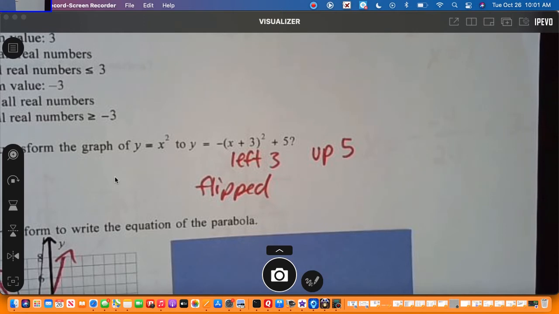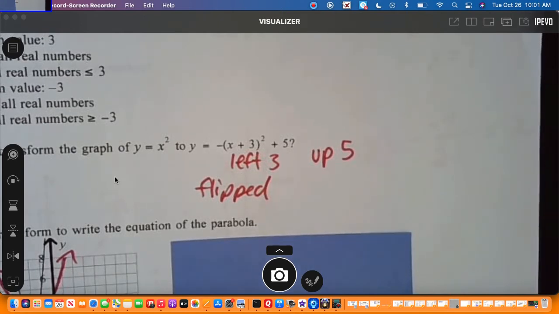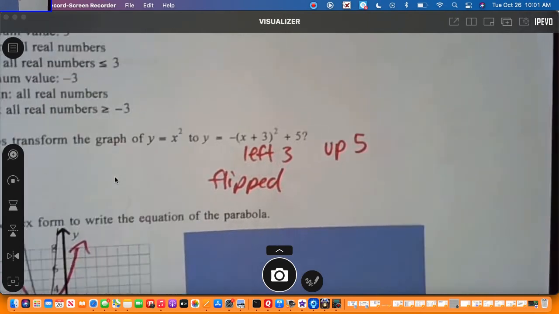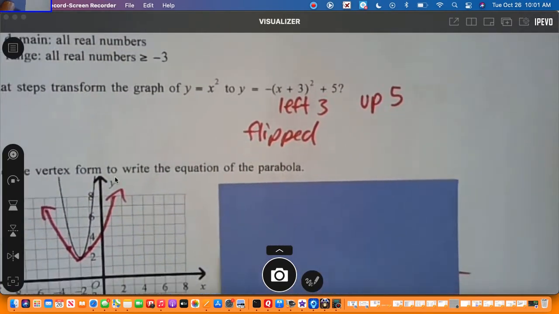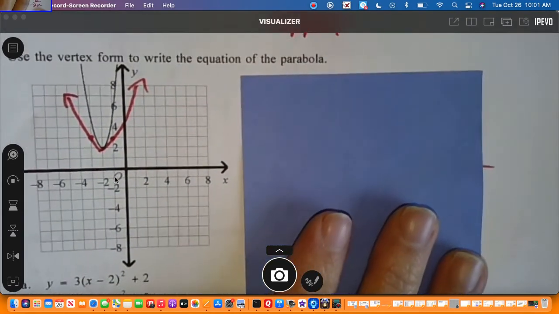Have you had this for a long time? Is that why all the answers are on there? Yeah, this summer I tried to make new copies of everything, and I forgot to do this one. So, oh well.